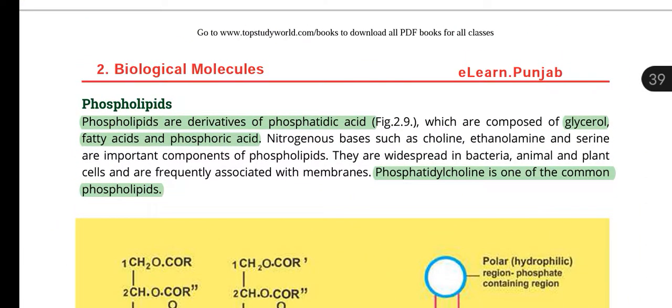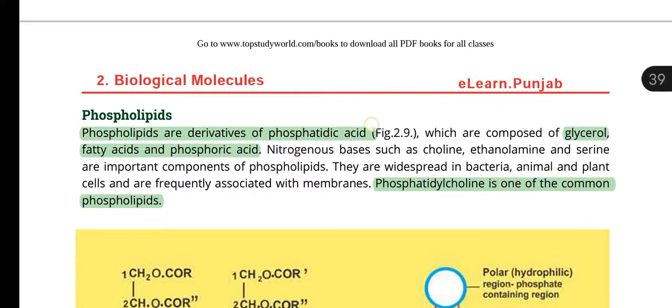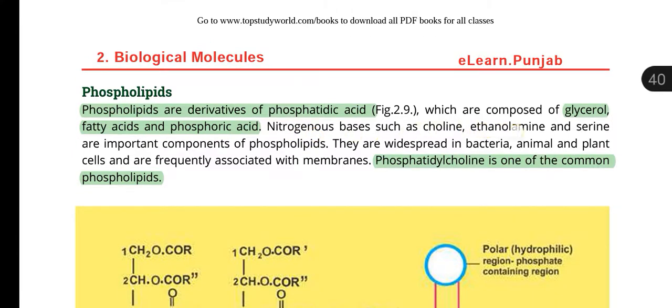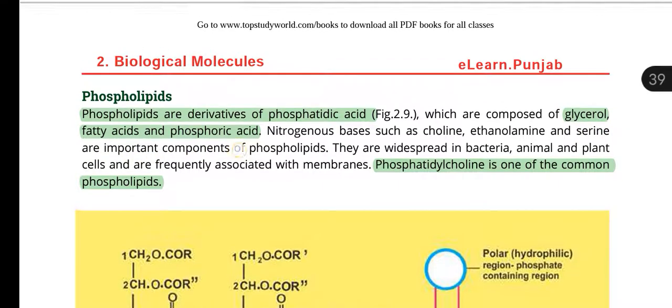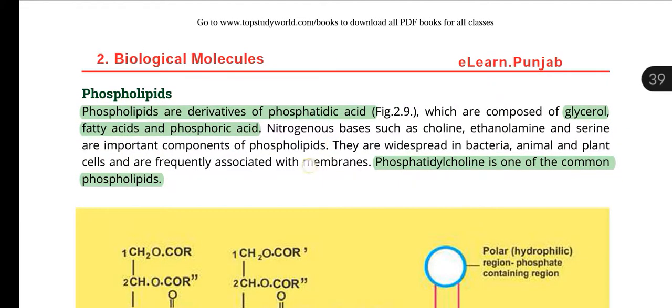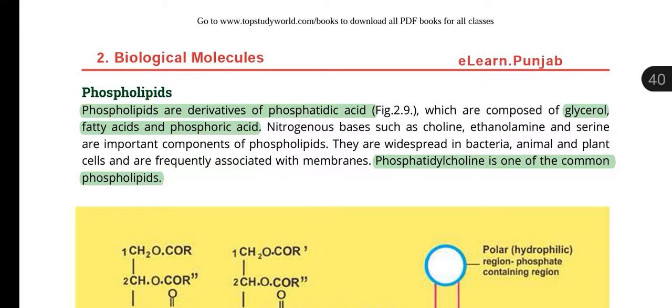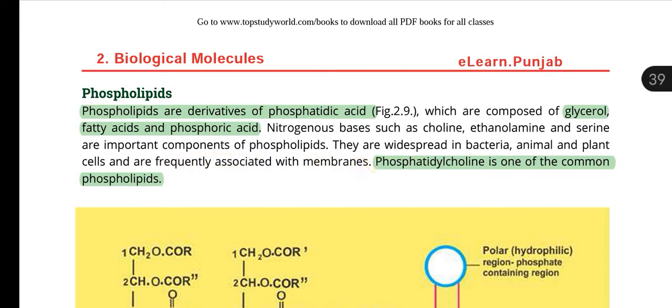Let's start with the reading. Phospholipids are derivatives of phosphatidic acid, which is composed of glycerol, fatty acids, and phosphoric acid. Nitrogen species such as choline, ethanolamine, and serine are important components of phospholipids. They are widespread in bacteria, animals, and plant cells, and frequently associated with membranes. Phosphatidylcholine is one of the common phospholipids.